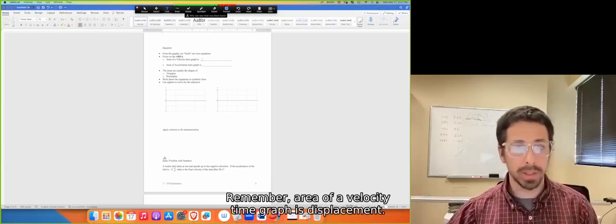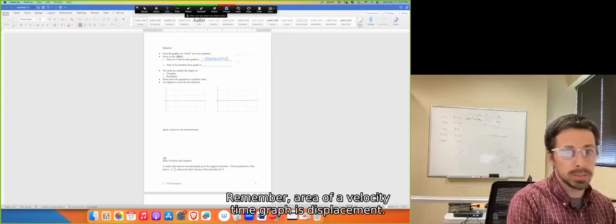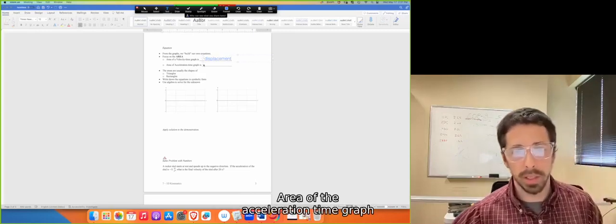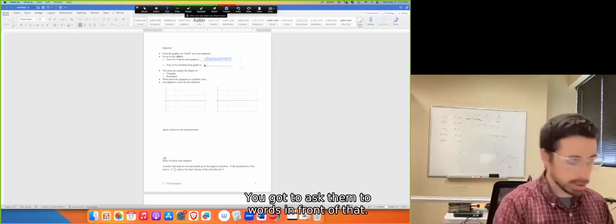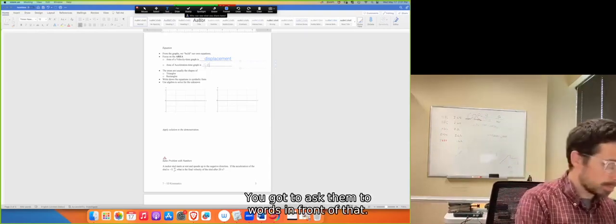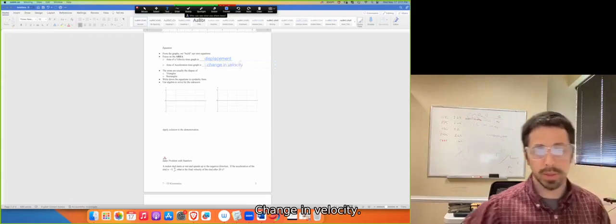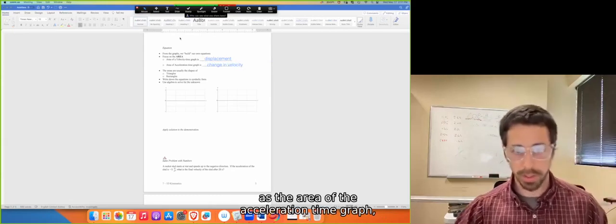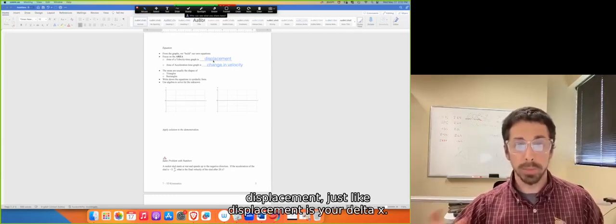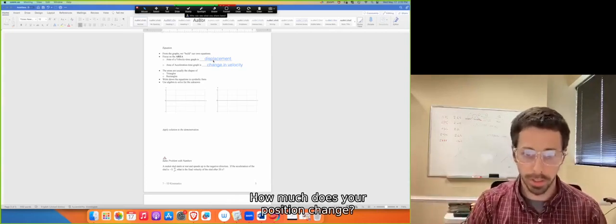Remember, area of a velocity time graph is displacement. Area of the acceleration time graph is, don't just say velocity, right? You gotta have two words in front of that. Change in velocity, right? How much your velocity changes. That's the area of the acceleration time graph. Displacement, just like displacement is your delta x. How much does your position change, right?